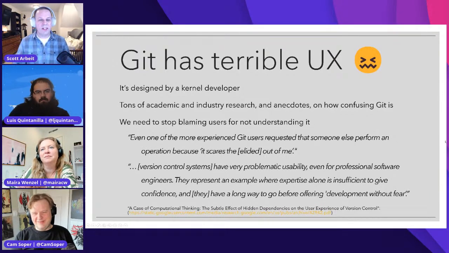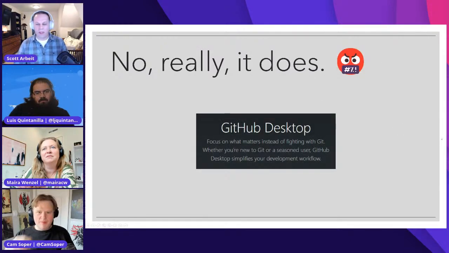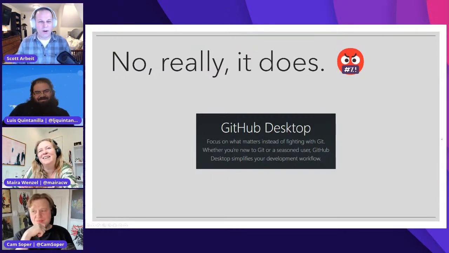And it's not just me saying this. I respect Git enormously, but here's Mark Russinovich. He's a pretty smart guy. Git is the bane of my development process. So it's not about whether you're smart. It's not about that. Git is just a confusing thing. When you go to download GitHub Desktop, it says focus on what matters instead of fighting with Git. So we know it.